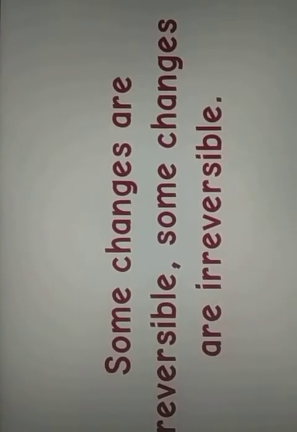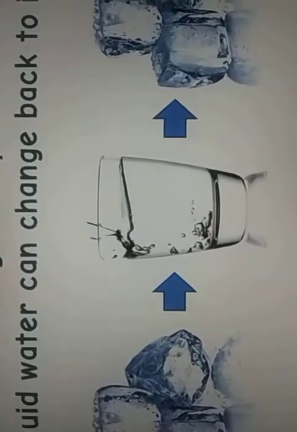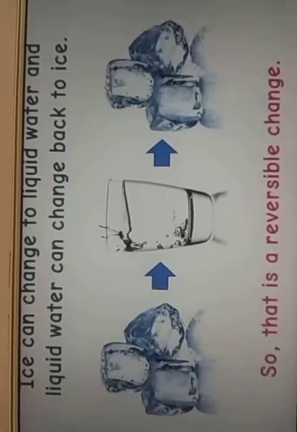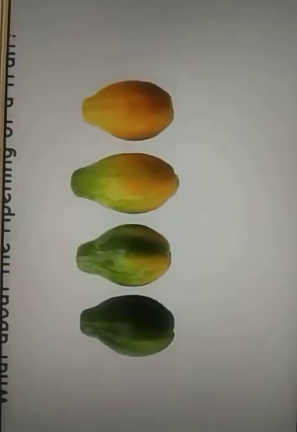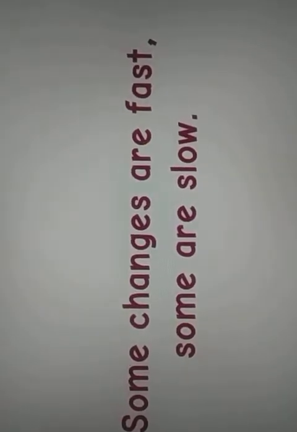Some changes are reversible, some changes are irreversible. Ice can change to liquid water and liquid water can change back to ice. So, that is a reversible change. What about the ripening of a fruit? It is not reversible. Some changes are fast, some are slow.